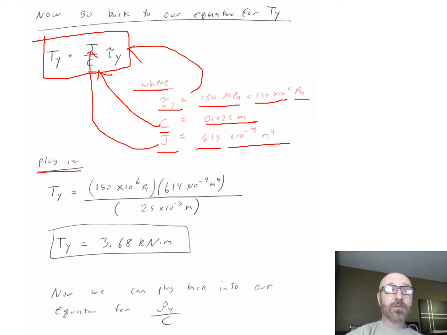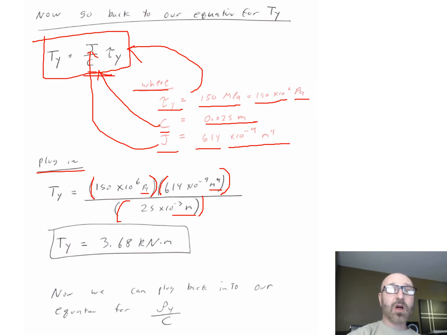Plug those in, and what we end up with is T sub y is equal to, there's my tau sub y, there's my J value, 614 times 10 to the negative 9th meters to the fourth. And then on the bottom, I have my C value, which is 25 times 10 to the negative third meters. Pascals, meters to the fourth, meters.